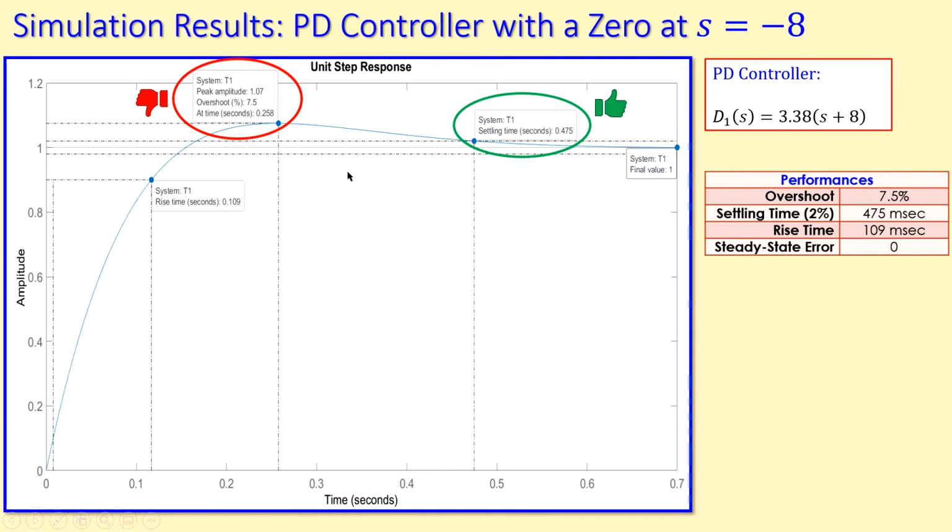If I now summarize the performance here, you will see the overshoot is 7.5%. The settling time is a little bit less than the previous case, and the rise time also decreases, which is now here 109 milliseconds. Again, the final value is 1. It means the steady state error is 0.